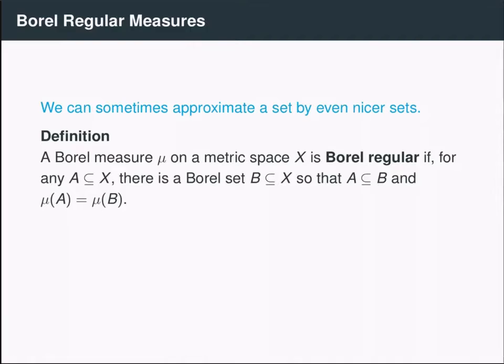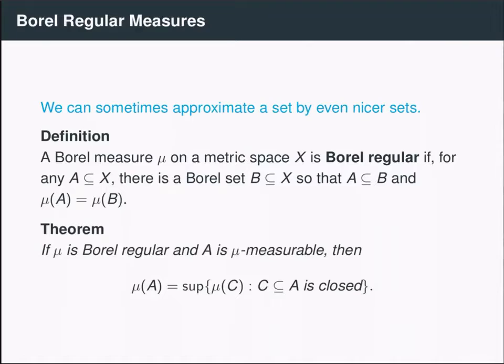So one type of regularity is Borel regularity. So a measure is Borel regular if we can contain any set inside a Borel set of the same measure. In fact, Borel regular measures are also inner regular with respect to closed sets, meaning that we can approximate any measurable set from within by closed sets.